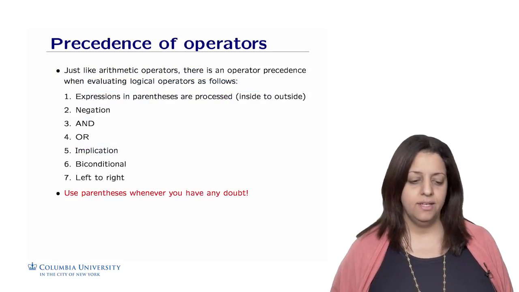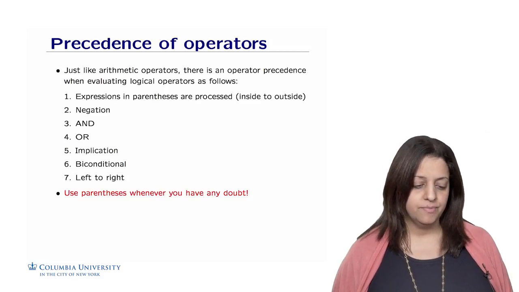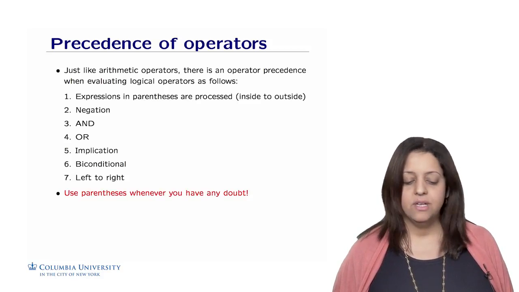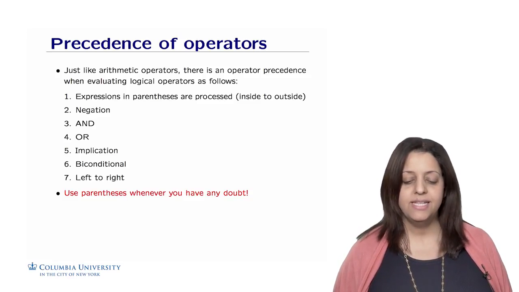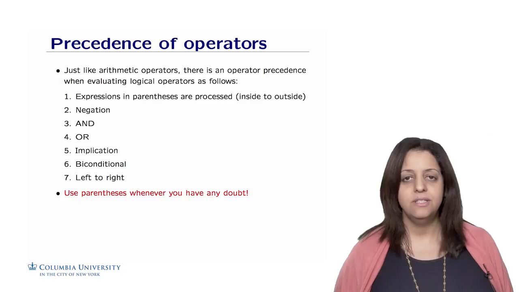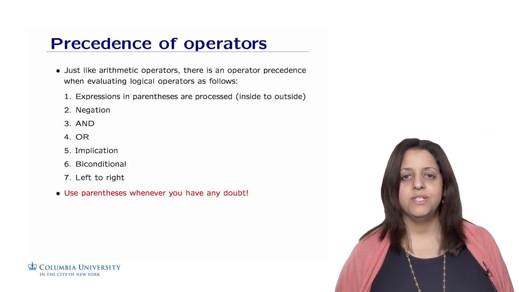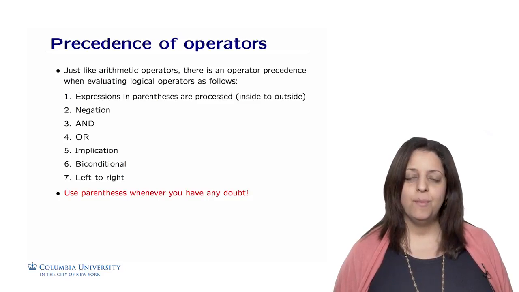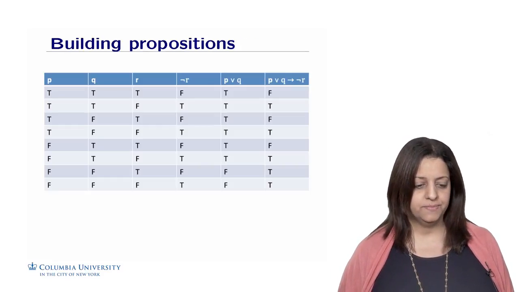Just like in arithmetic, there is a precedence of operators for logical connectors. For example, expressions in parentheses in propositional formulas are processed from inside to outside. We first give priority to the negation, if it is there, then the and, then the or, then the implication, the bidirectional or if and only if. Otherwise, we use left to right. Whenever you have a doubt, just use parentheses to express your proposition and avoid any confusion.